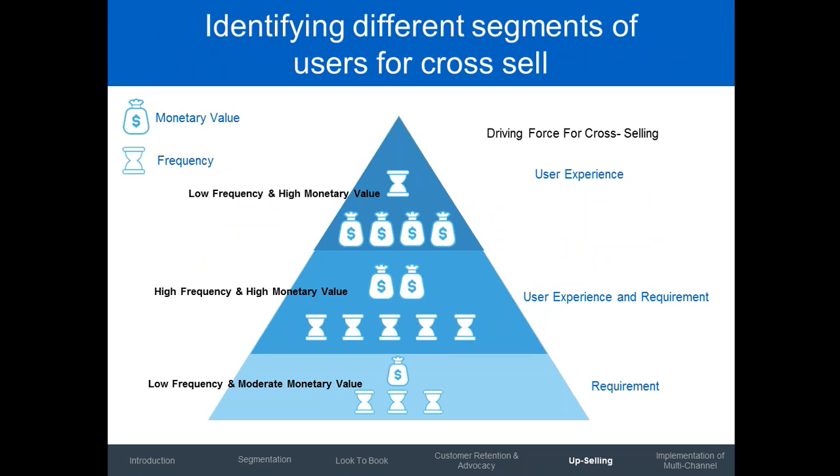There are multiple ways of segmenting for upsell and cross-sell. This is one of the ways which could be used effectively, where you are looking at three levels. One is user experience. This set of customers is definitely looking for an excellent, best-of experience, and there's a huge opportunity to cross-sell and upsell. The second piece we can look at is user experience and requirement. They have high frequency and relatively high monetary value. And third is based on requirement, which is low frequency and low monetary value.